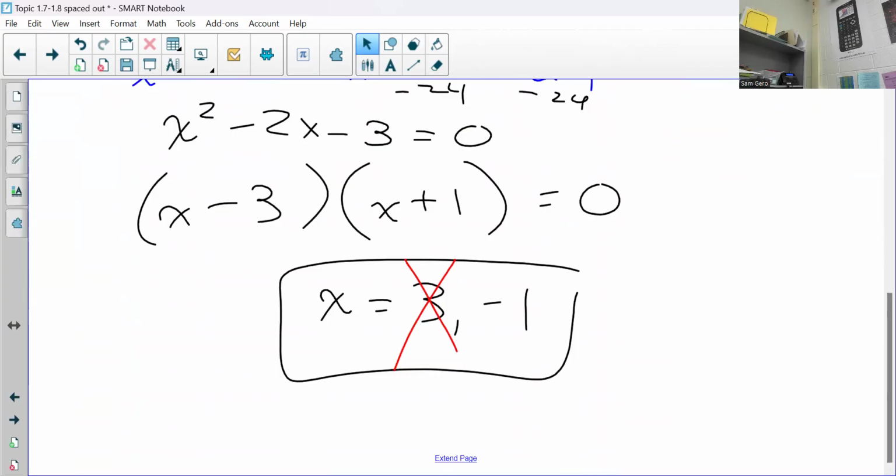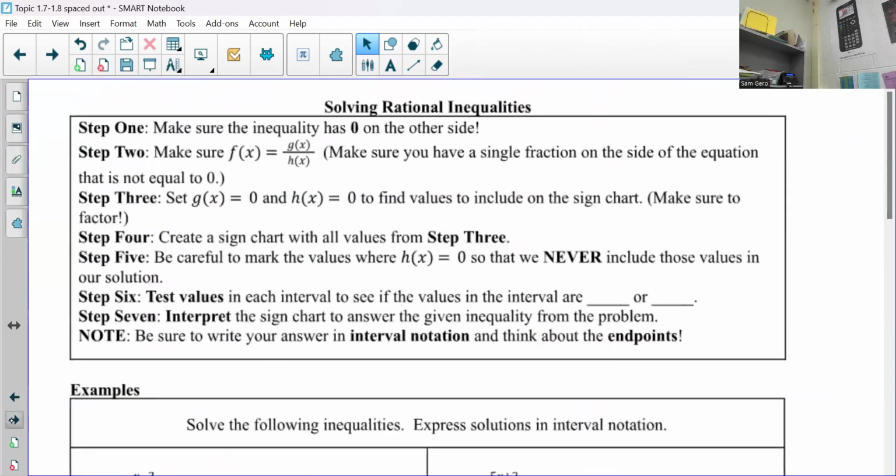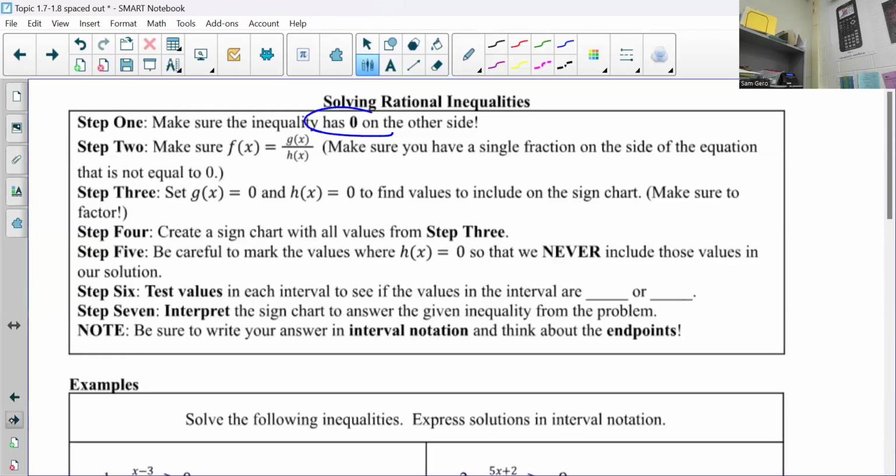I'm on to solving inequalities. If I'm solving inequalities, the first thing you have to make sure is you have a 0 on one side. If you do not have a 0 on one side, you have to get it. And then you are going to use a sign chart to do these. That's the whole point of these. You're testing against sign charts to figure out if you're positive or negative.